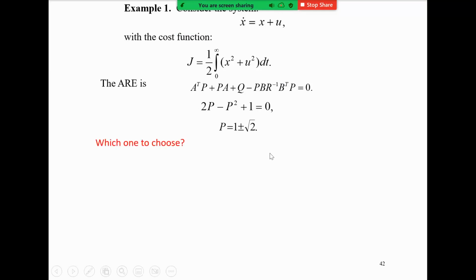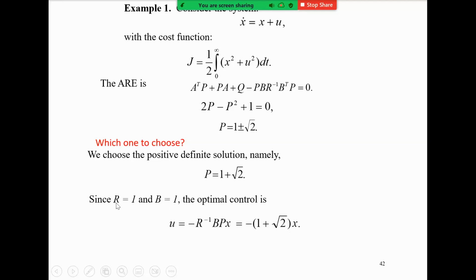So which one to choose? P has to be positive. You say there is only one solution? You will never end up with two positive solutions. So we choose the positive one, that is 1 plus square root of 2. And then we already know R and B, so we just plug in the expression for the controller, R, B, P, because this is 1, 1, so minus 1 plus square root of 2. That one, you get the solution for this optimal control.